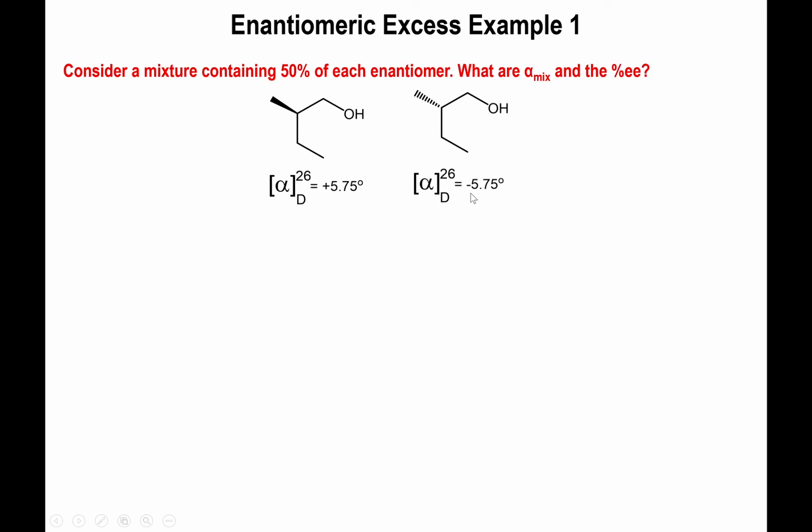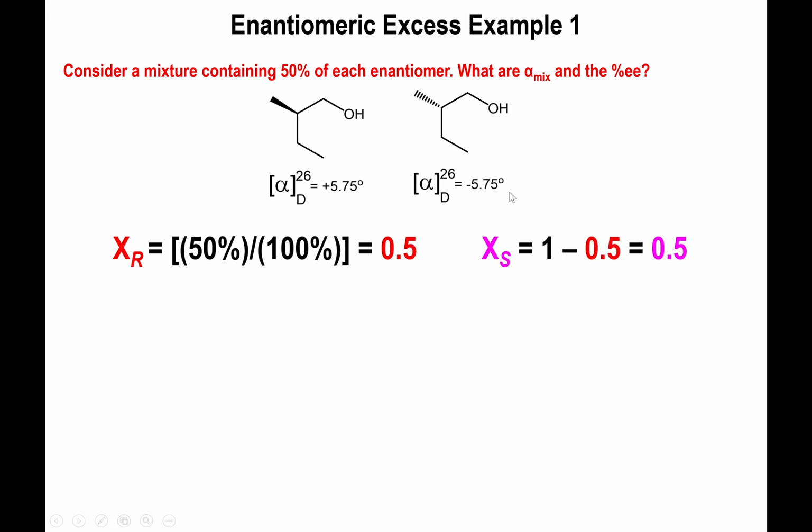implying clockwise rotation, counterclockwise rotation. All right, so what we want to find out here is what's the final observed rotation of this mixture, the 50-50 mixture, and what's the percent enantiomeric excess. In order to answer these questions, first things first, we need to determine the mole fractions. 50% of each enantiomer means that out of 100, which is the sum of the two, 50 is what you have for each enantiomer. So 50 divided by 100 is the mole fraction, which is 0.5.